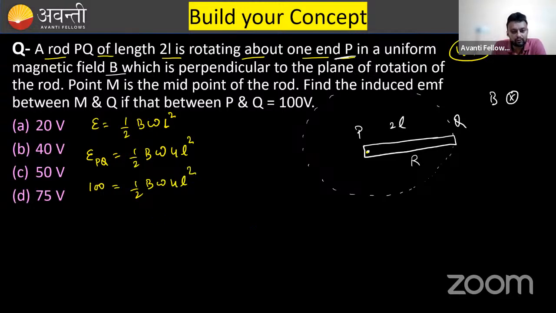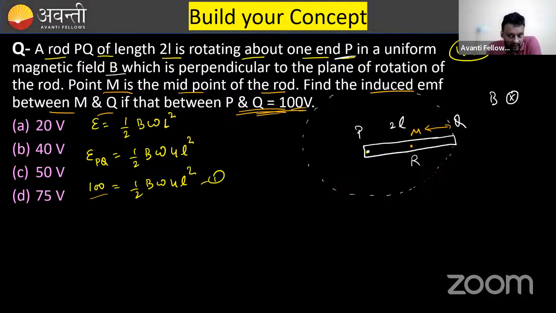Very good. Let it be question number first. Now, read it again. Point M is the midpoint of the rod. This is point M. Find the induced EMF between M and Q. Now they want us to find the EMF between M and Q, this portion. The EMF between P and Q is 100, that is given, and I have used that already.